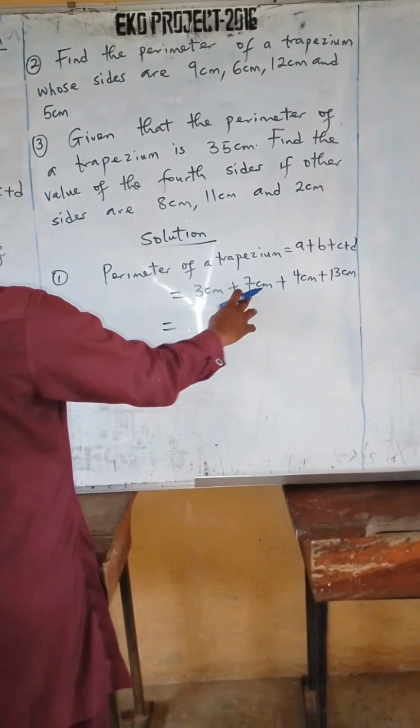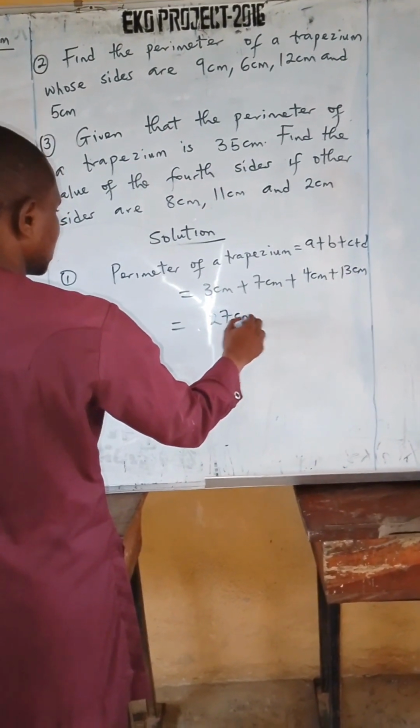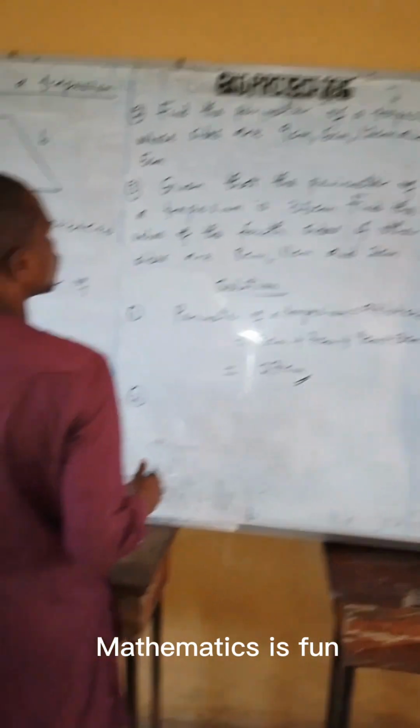4 plus 7 will give us 10. 10 plus 4 will give us 14. 14 plus 13 will give us 27 centimeter. That's the answer. Let's solve question 2.